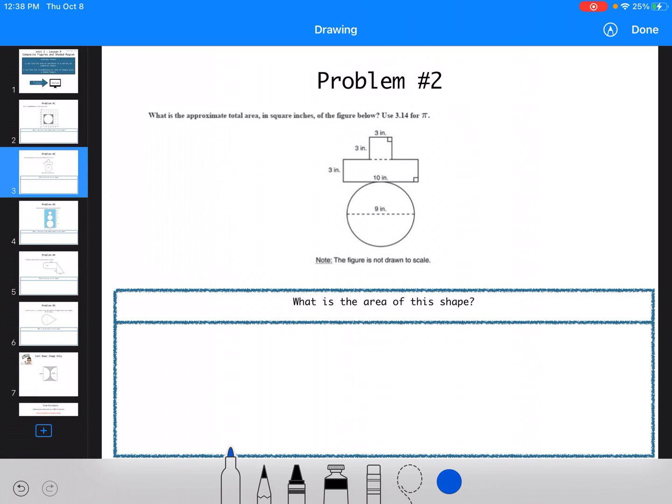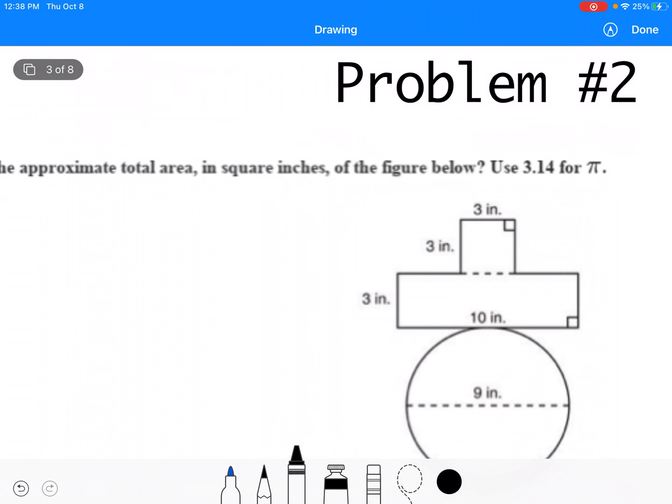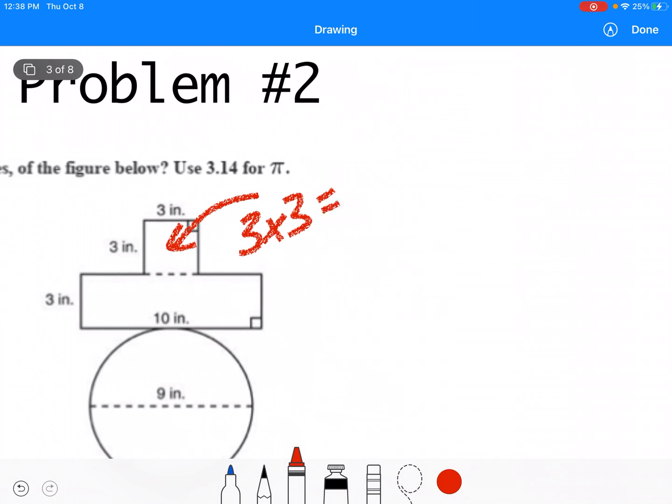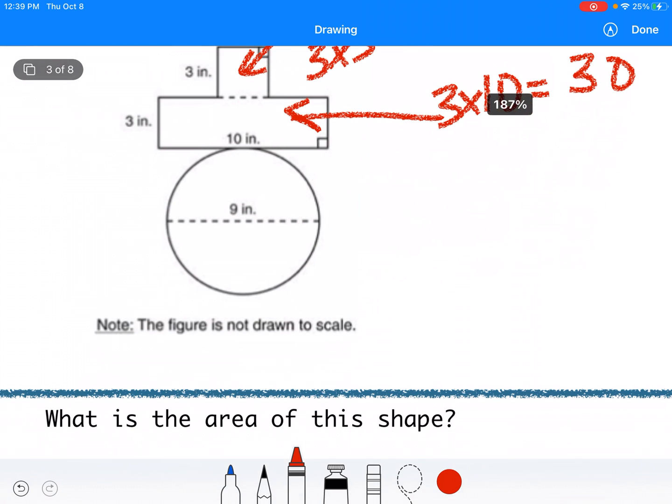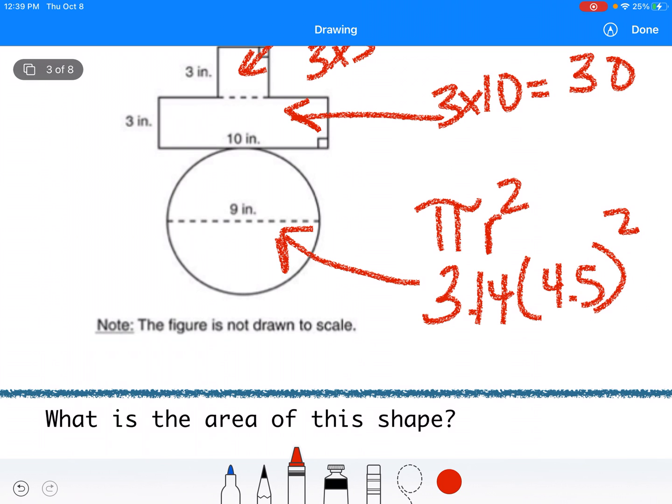All right, so they want to know what is the total area of the figure below. So I'm going to split it up into smaller shapes that I can find the area of. So I have a square on top, so I'm doing 3 times 3, and I get 9. Then I'm going to find the area of the rectangle, and I have 3 times 10, and I get 30. And then I'm going to do the area of the circle, so pi times radius squared, so 3.14 times 4.5 squared. So remember, when you're squaring a number, you're multiplying it by itself.